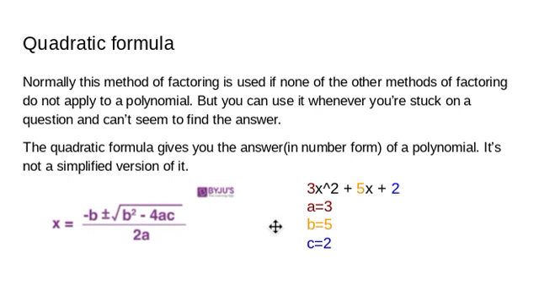The next method is the quadratic formula. Normally, this method of factoring is used if none of the other methods of factoring apply to a polynomial, but you can use it whenever you're stuck on a question and you can't seem to find the answer. The quadratic formula gives you the answer in number form of a polynomial. It's not really a simplified version of it. So for this equation, if we were to use the quadratic formula, 3 would be A, 5 would be B, and 2 would be C, and then we would just plug it into this to find the answer to this equation.